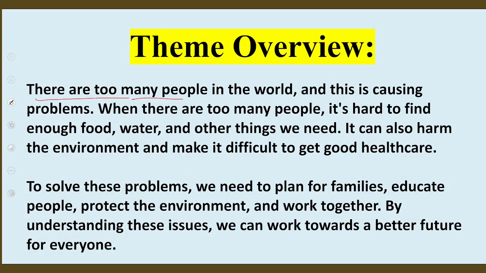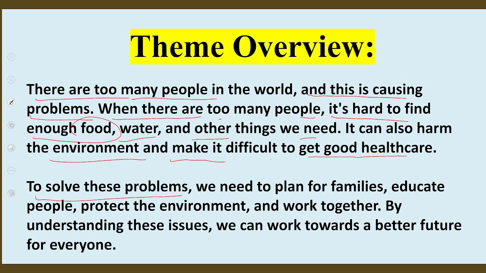There are too many people in the world, and this is causing problems. When there are too many people, it is hard to find enough food, water, and other things we need. It can also harm the environment and make it difficult to get good health care. Now, to solve these problems, we need to plan for families, educate people, protect the environment, and work together. By understanding these issues, we can work towards a better future for everyone.